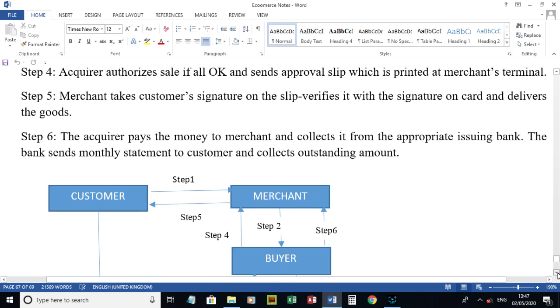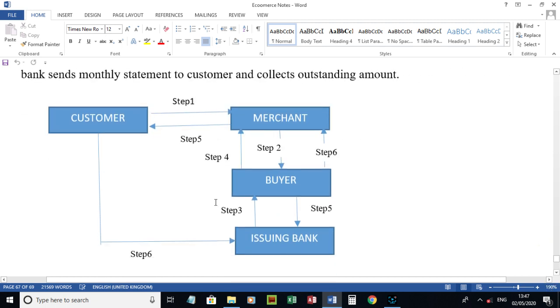So let's see. We need a customer, we need the merchant, the buyer, and we also need the issuing bank. The customer interacts with the issuing bank, and the issuing bank interacts with the customer. The customer, on the arrow, points to the merchant, and the merchant also interacts with the customer. The customer again interacts with the issuing bank.